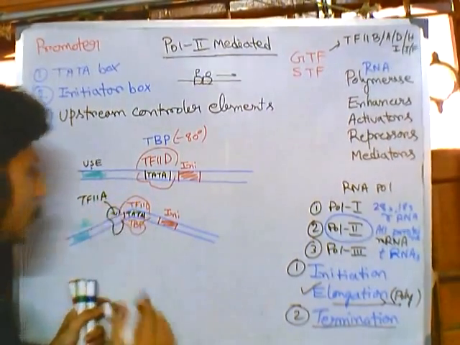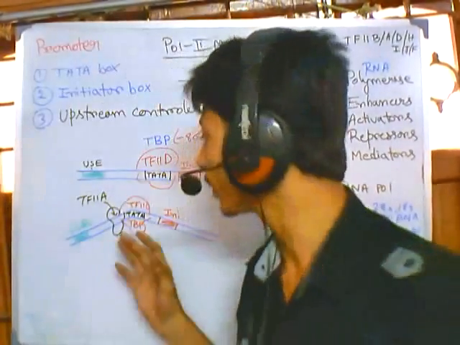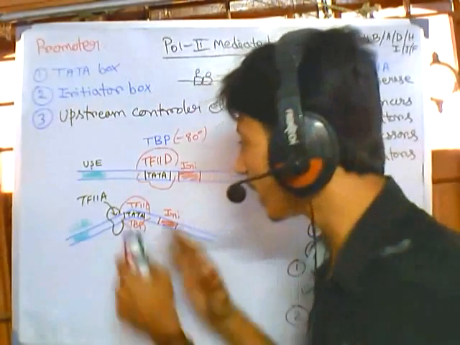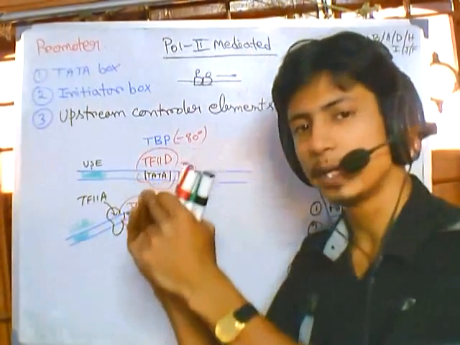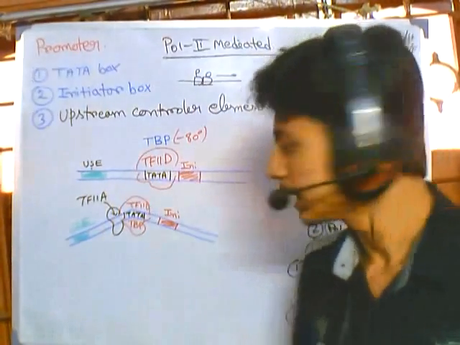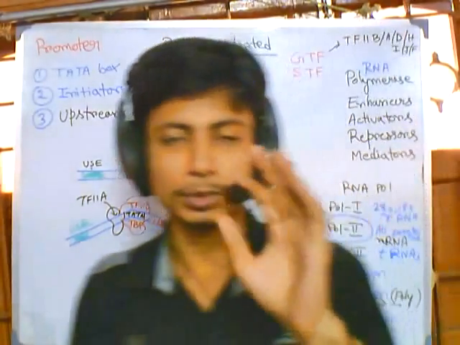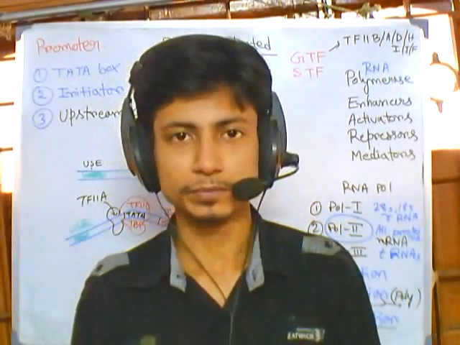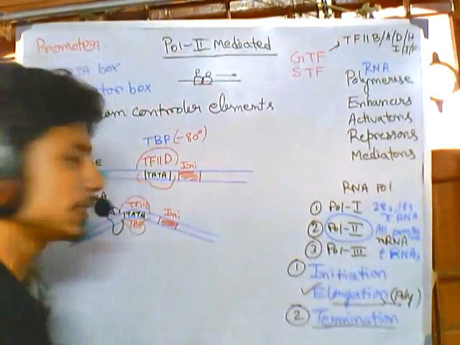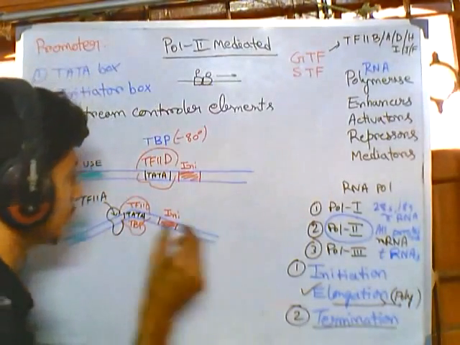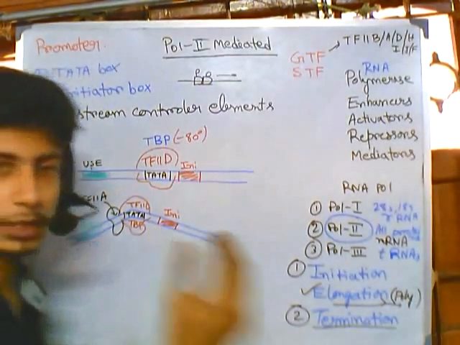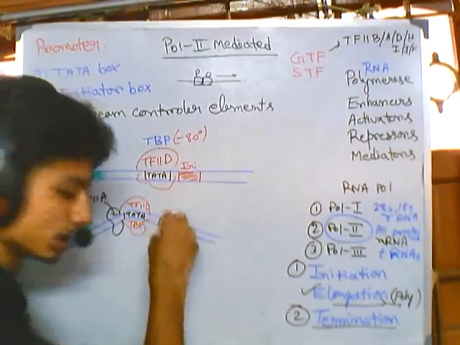TFIIA will come and bind with it to make this complex much more stable. Now it stabilizes the complex. Now the DNA is bent. After that, it will recruit TFIIB. Now TFIIB protein is the first protein which is going to recognize the initiator box, so it will be recruited directly to the initiator box.